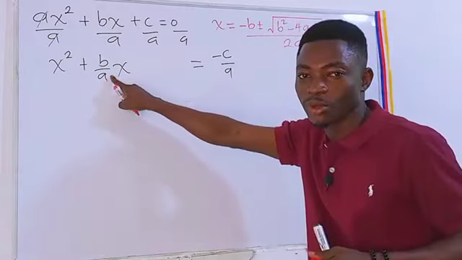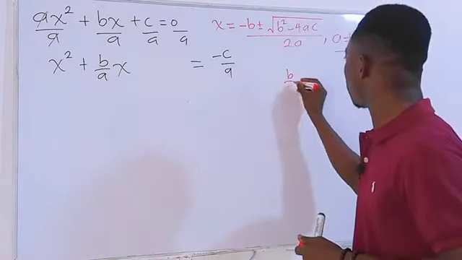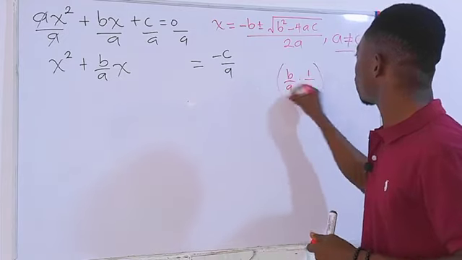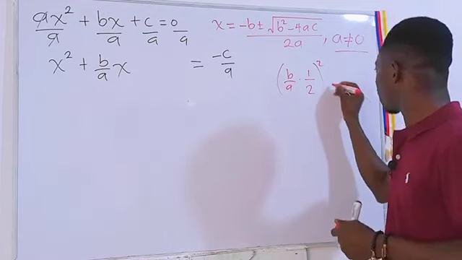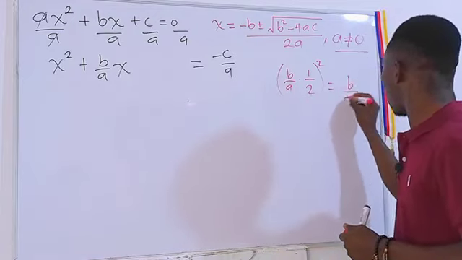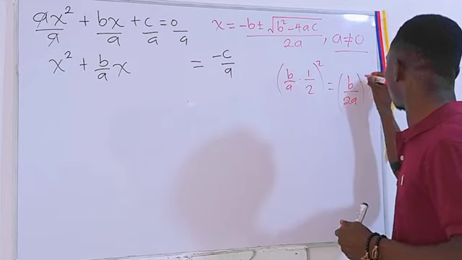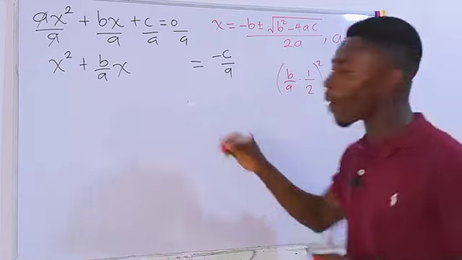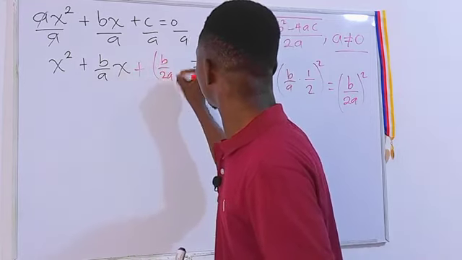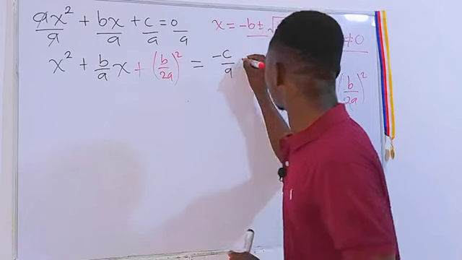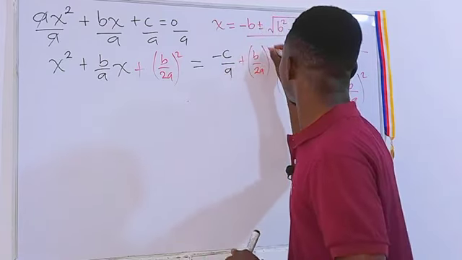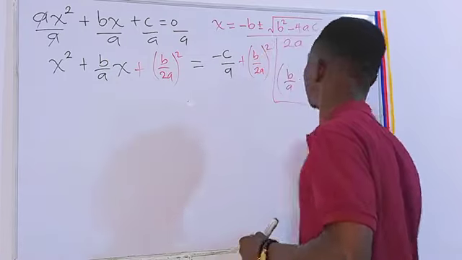The coefficient of x is b over a. I will just multiply this one by 1/2, then square the result. This will be equal to b times 1 is b divided by 2a, all to the power 2. Then I'll add this result to each side of the equation, b over 2a squared. Then I'll add the same thing to this side, b over 2a squared, just like that.